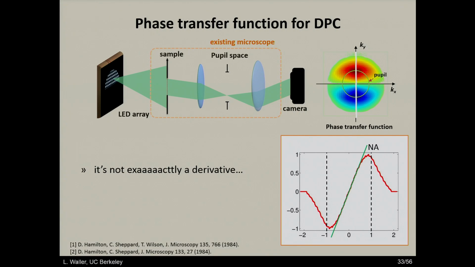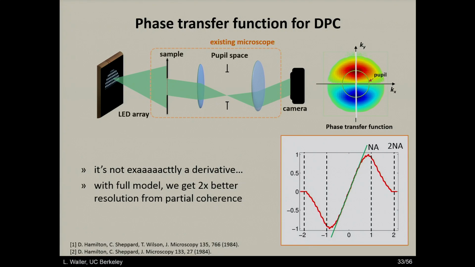And actually, if you look at this, we get information out past the band limit of the microscope. This is cool. This is because we're shifting stuff into the passband by illuminating from different angles. So we compute this phase transfer function exactly so that we can invert it and keep those spatial frequency information out to twice the bandwidth. So we get twice as much resolution as this microscope is supposed to allow.